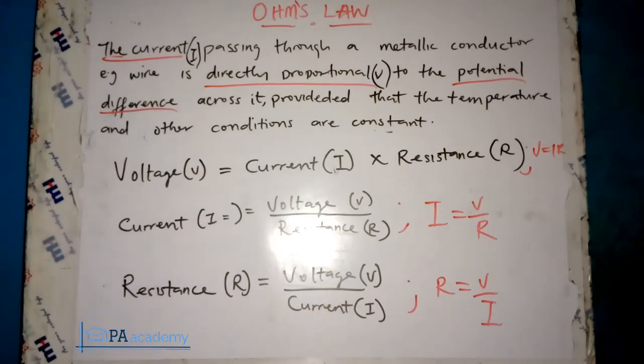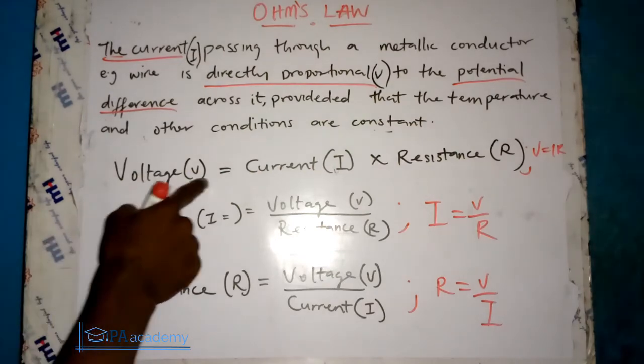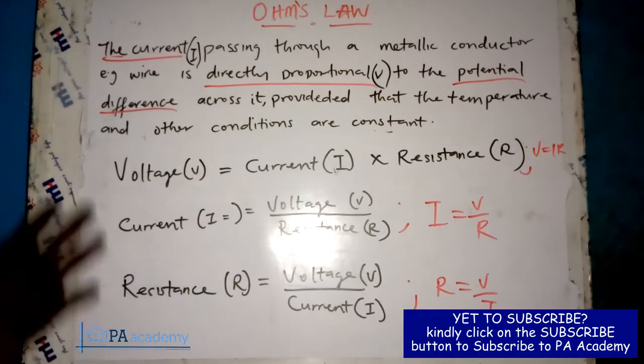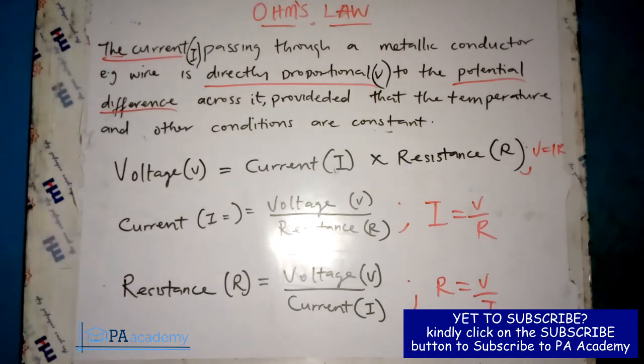Let me also add the units. The unit for voltage is volts, current is in amperes, and resistance is in ohms. So just take note of that. Once you start doing examples, you'll be seeing the units in use. So you can take note of these formulas. These are the formulas that are related to Ohm's law.